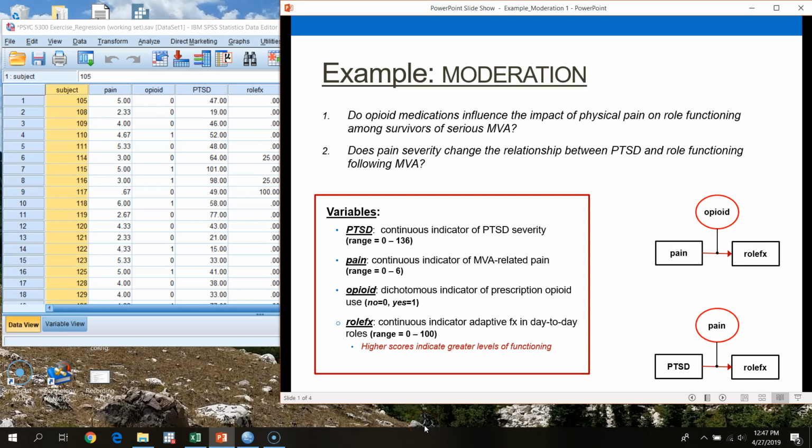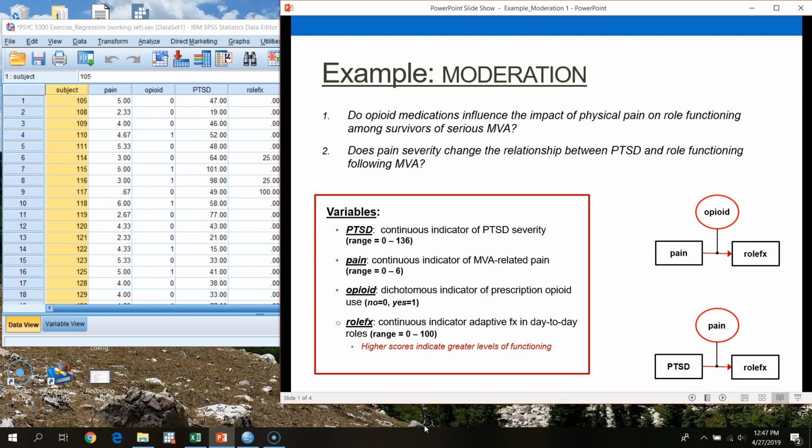Just wanted to provide a screencast walkthrough of the example that we went over in lecture, looking at how to run through moderation effects in SPSS. Again, for this demo, we're going to be using the same handout we worked through in class.